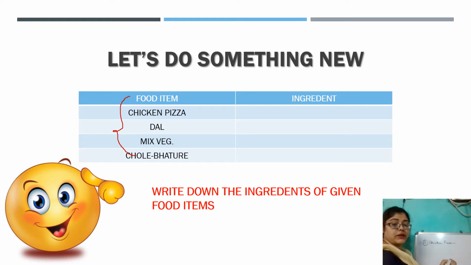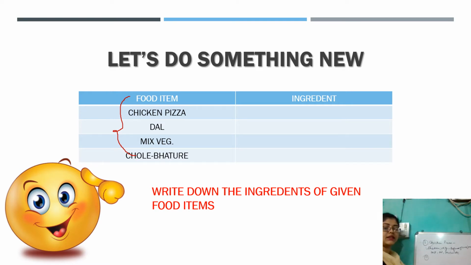So to make chicken pizza, what we need first of all is chicken, then veggies if you want, okay, so vegetables, then refined flour or maida, then salt, oil, sauces, etc. Right? So these are the ingredients of what? Chicken pizza.